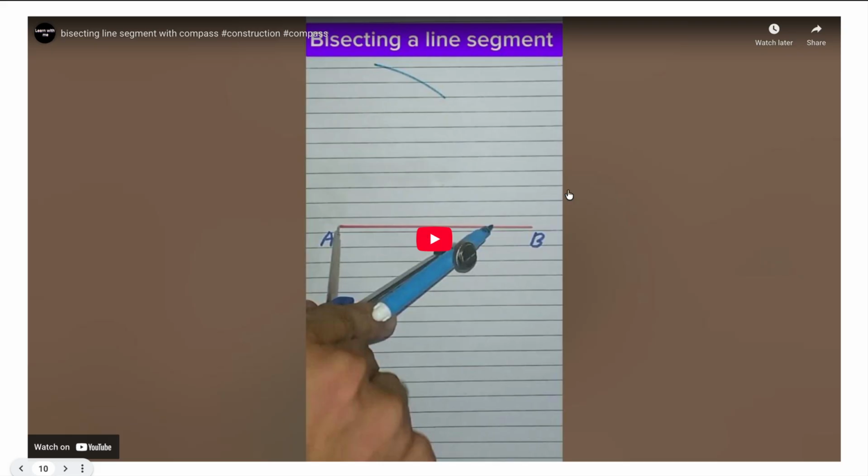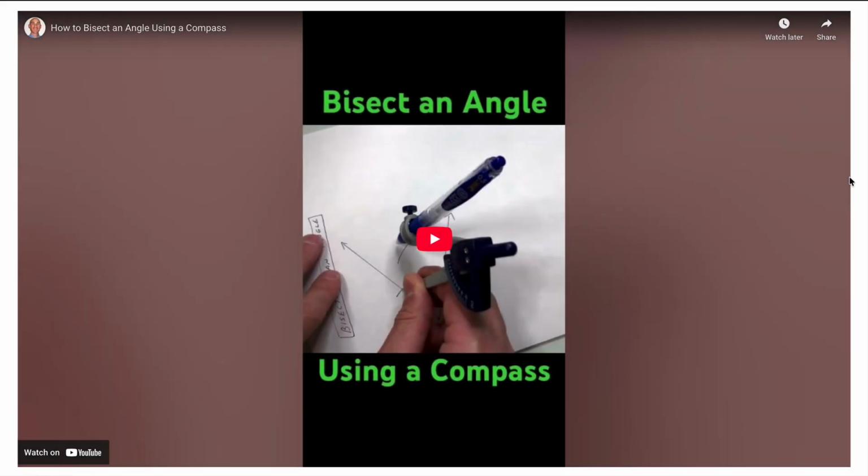Okay, we also have how to bisect an angle using a compass. So let's watch this one.